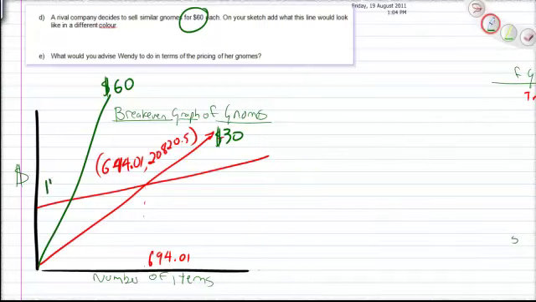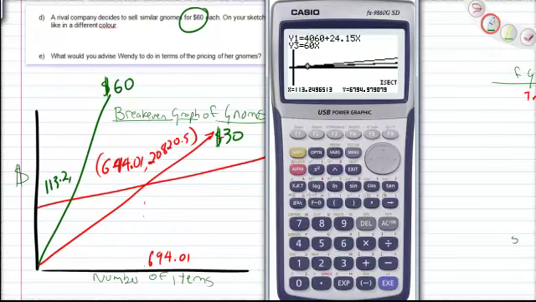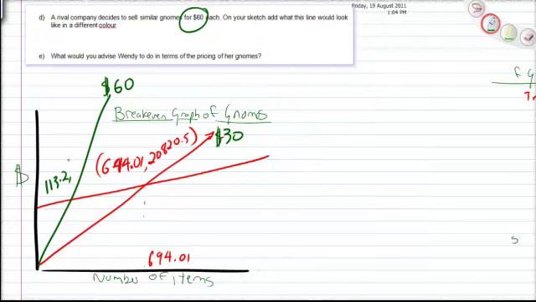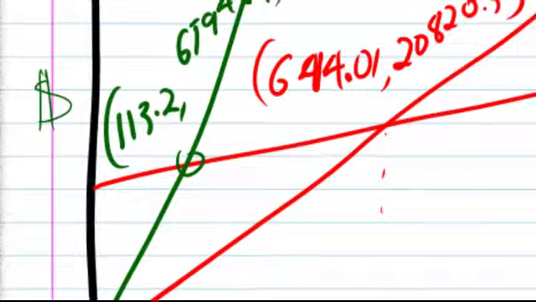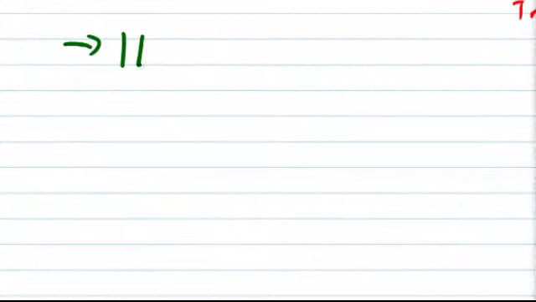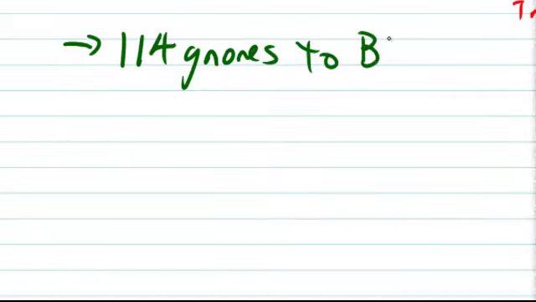So on here you can write 113.2, and then your y value is going to be 6794.9. So that gives you an intersection point there and tells you the number that is required to break even. So now you need 114 gnomes at that new price to break even. So that is quite impressive.